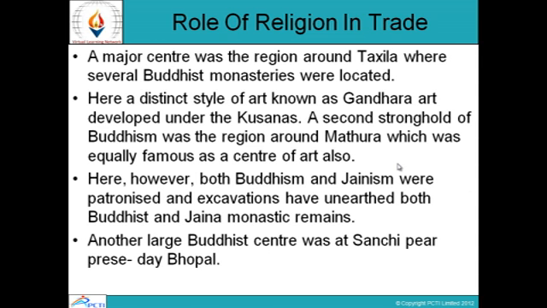So Gandhara art was famous under the Kusanas, and the region around Mathura was also a famous center for art. Here, however, both Buddhism and Jainism were patronized, and excavations have unearthed both Buddhist and Jain monastic remains. Another large Buddhist center was at Sanchi, near Bhopal.